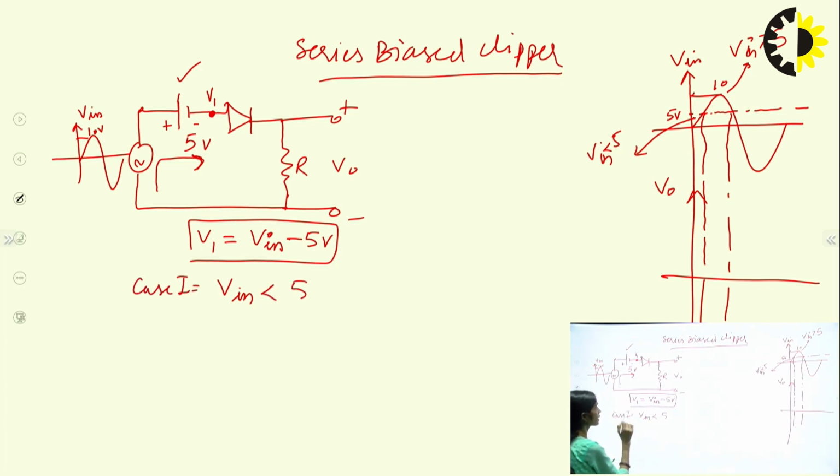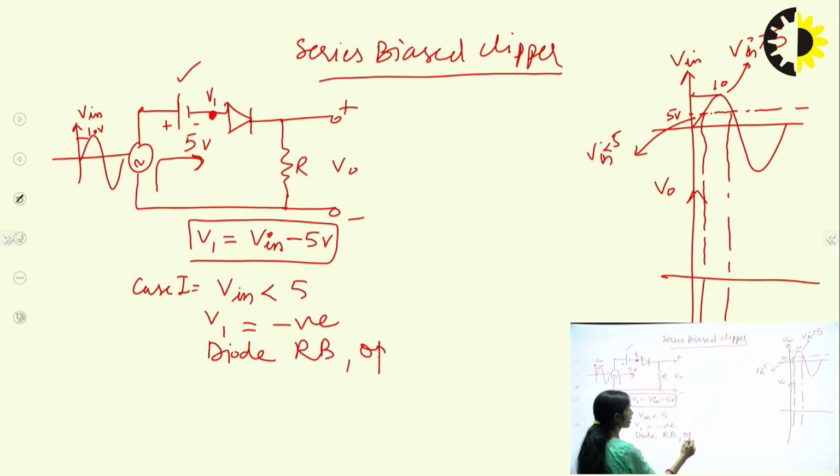So in this case, what happens? If this V in value is lesser than 5, V1 will always be negative. So if V1 is negative, the diode will always remain reverse bias. That means it is behaving as an open circuit. So in this case, what is the equivalent circuit we have?